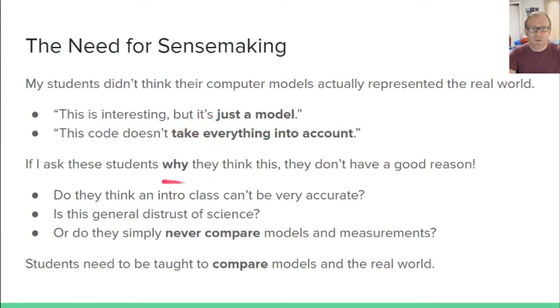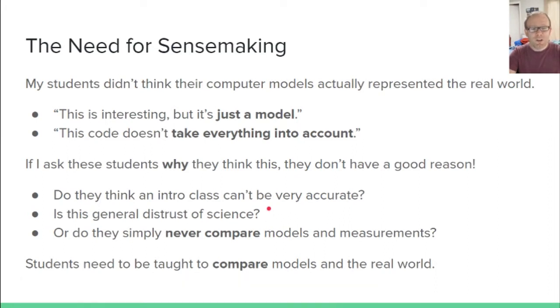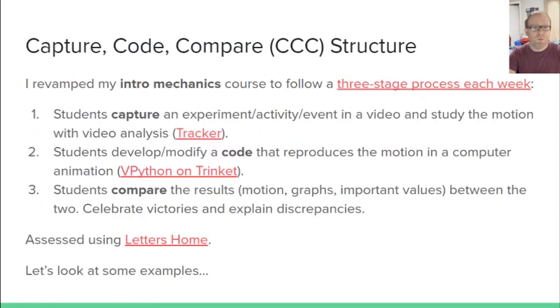So this could be attributed to a number of reasons. Do they think that an intro class can't be very accurate? Is this a manifestation of general distrust in science? Or have they simply never been taught how to compare models with measurements to see how well a model matches the real world? So I made it a learning objective for my course that students need to be taught how to compare their models with the real world.